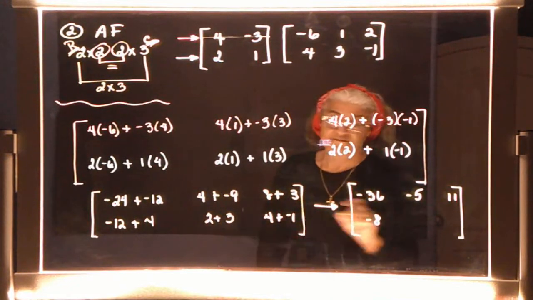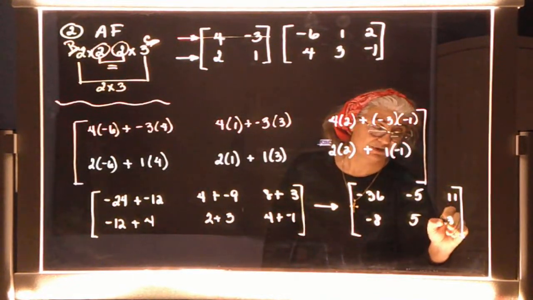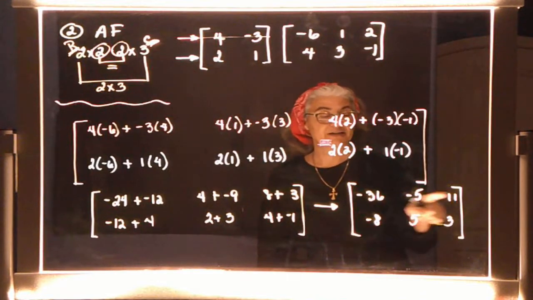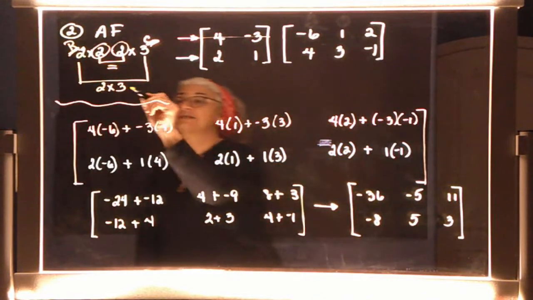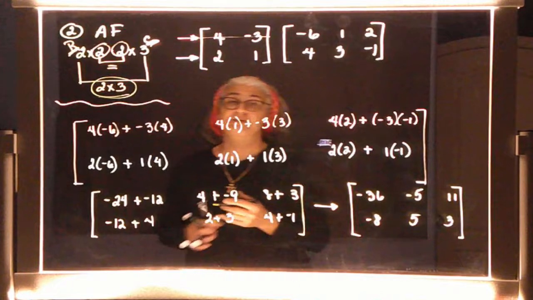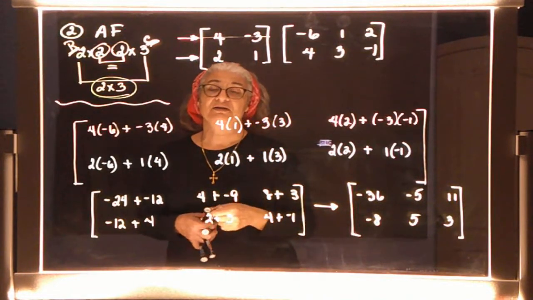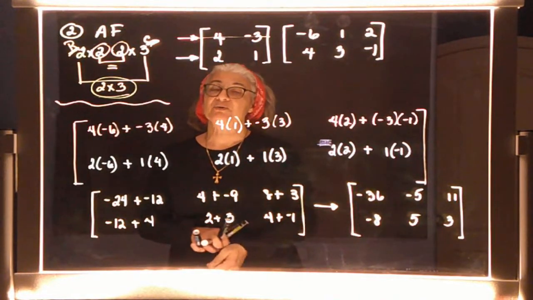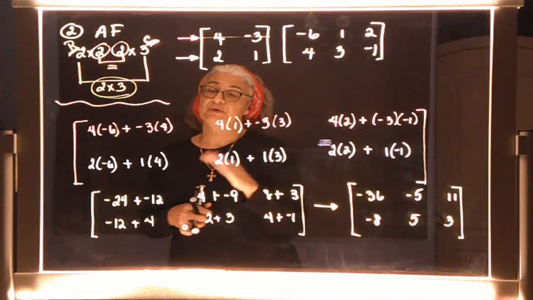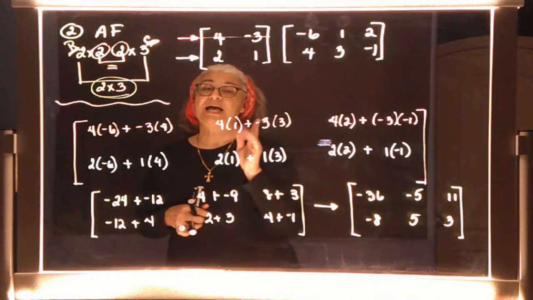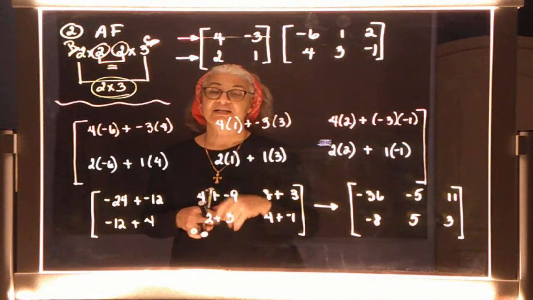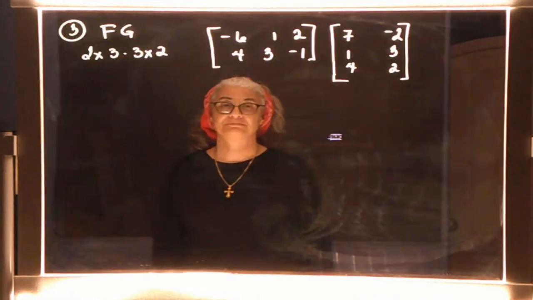-8, 5, and 3. Well, look, I end up with a 2 by 3, which is exactly what we said we should have ended up with, a 2 by 3. Does this make sense? Okay, again, if you need to, rewind this particular problem and see if you follow along. I got one more for us, so stay.